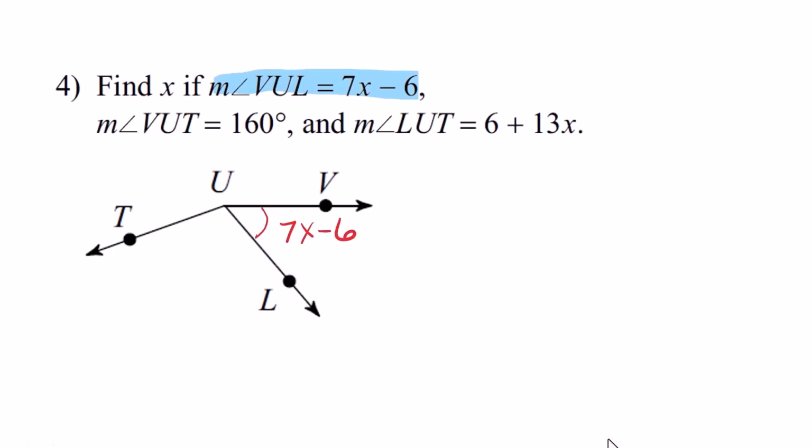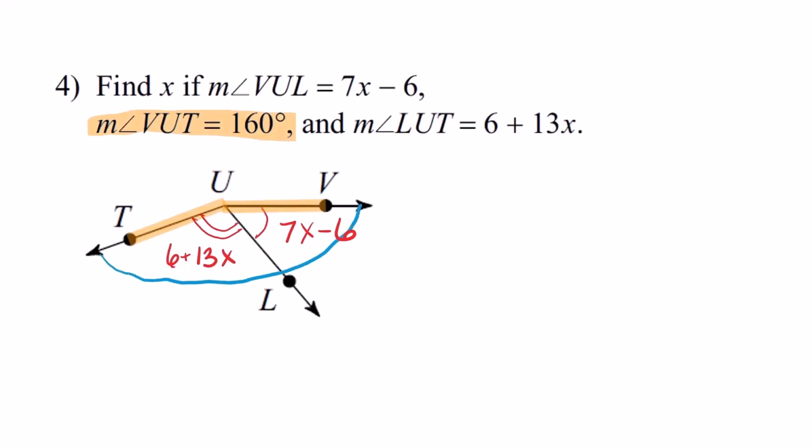If you can draw on your paper, draw on your paper. It helps a lot. LUT is the other part of this. LUT is this angle. And that is 6 plus 13x. Okay, those two together make up the whole thing, which is going to be 160. So that's what we've got to do. We're going to add those two together and make it equal to 160.